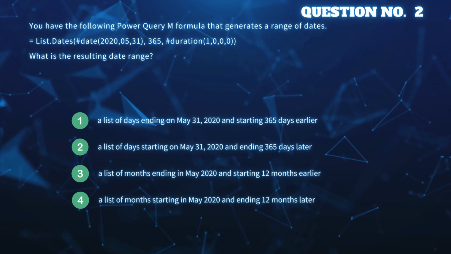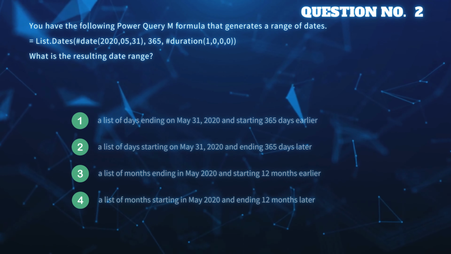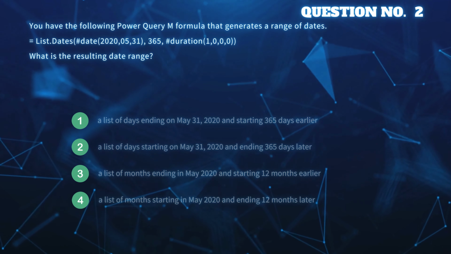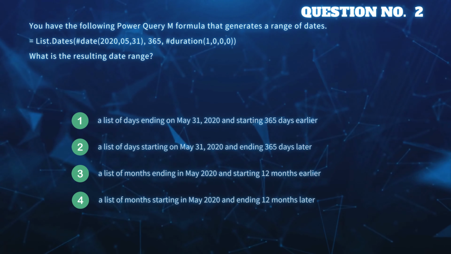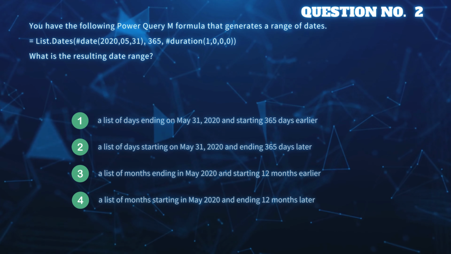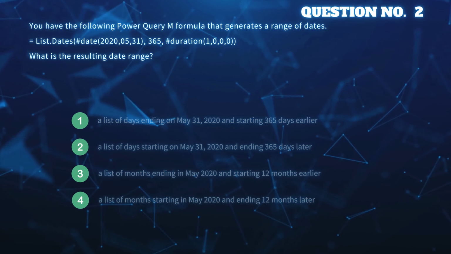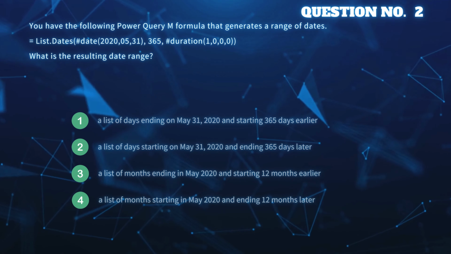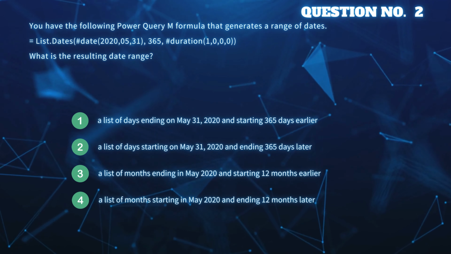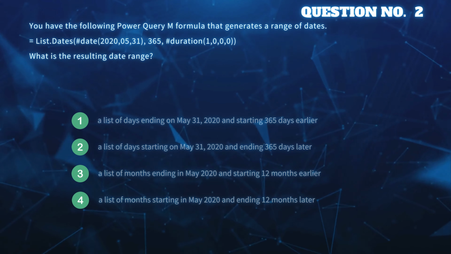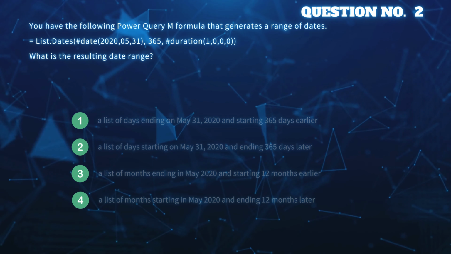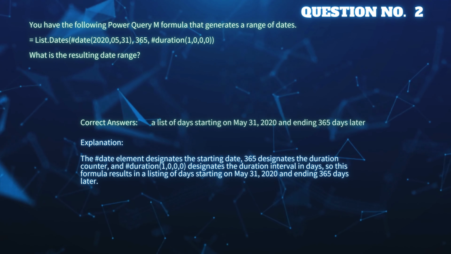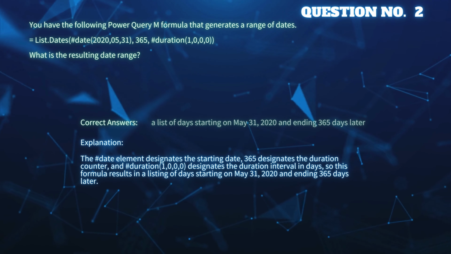Option 1. A list of days ending on May 31, 2020 and starting 365 days earlier. Option 2. A list of days starting on May 31, 2020 and ending 365 days later. Option 3. A list of months ending in May 2020 and starting 12 months earlier. Option 4. A list of months starting in May 2020 and ending 12 months later. Correct answer: a list of days starting on May 31, 2020 and ending 365 days later.